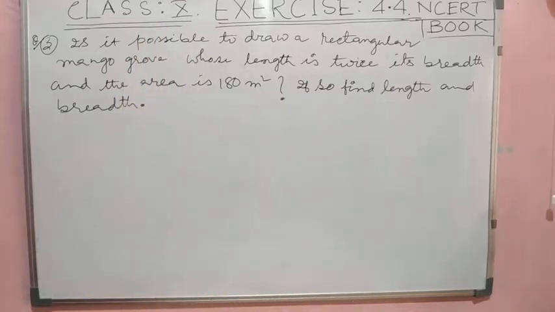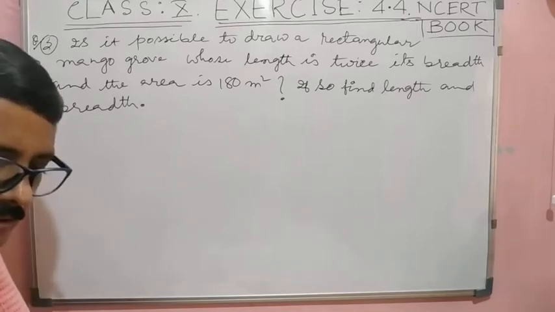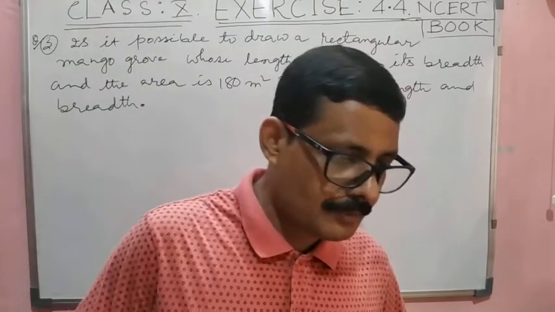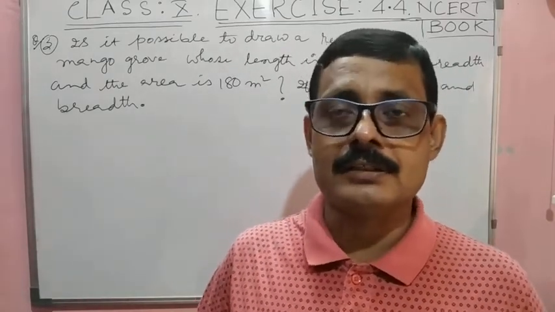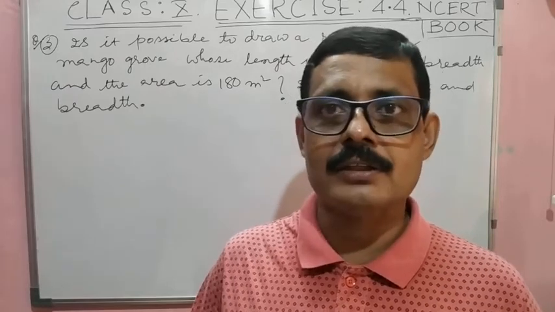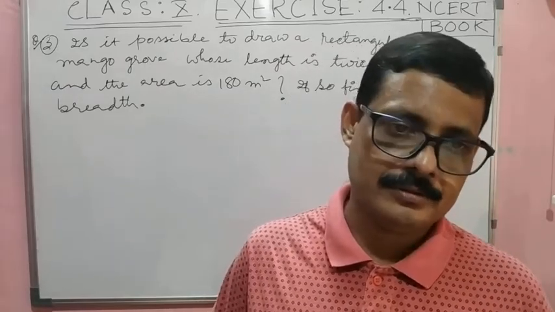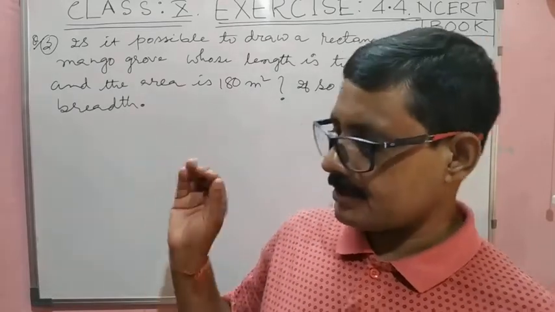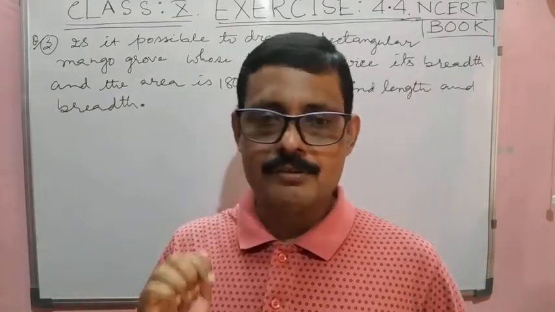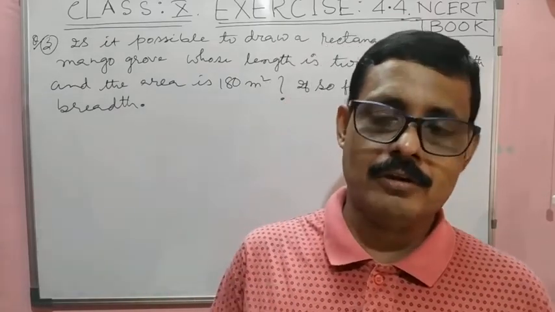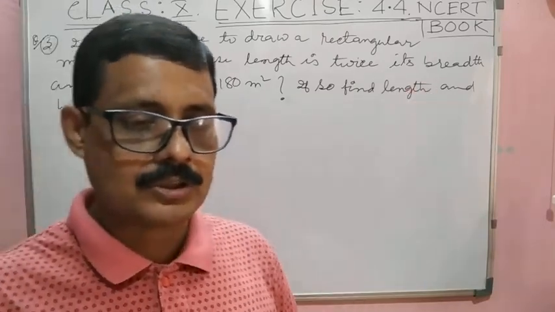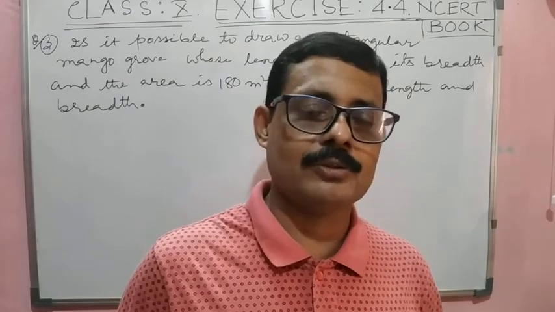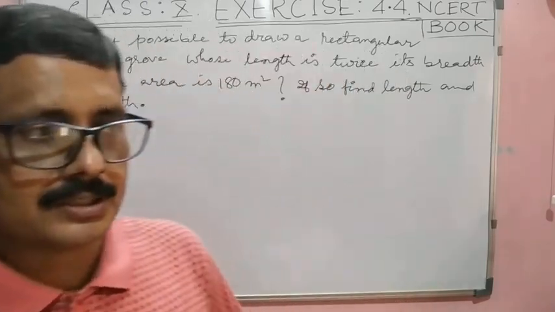So first of all, we have to form the equation. After forming the equation, we have to check whether it is possible or not. Whether it is possible or not means we have to check the discriminant and find whether the equation has real roots or not. Got my point? First of all, you have to form the equation. Then for that equation, we have to check whether the roots are real or not. If the roots are real, then we will find its solution, the length and breadth. If the roots are not real, that means it is not possible to have a rectangular mango grove. Now let us see how to do this.